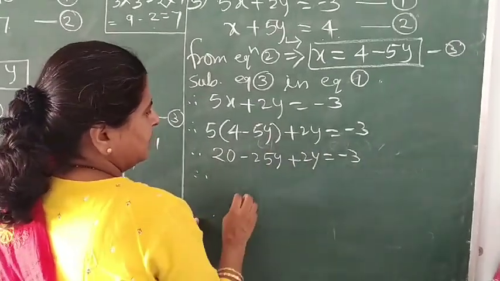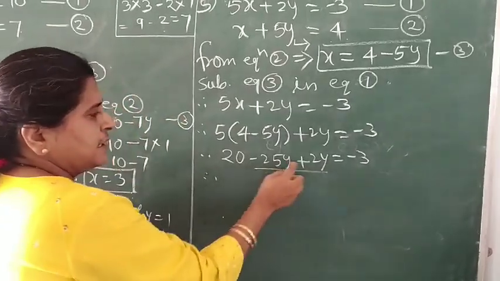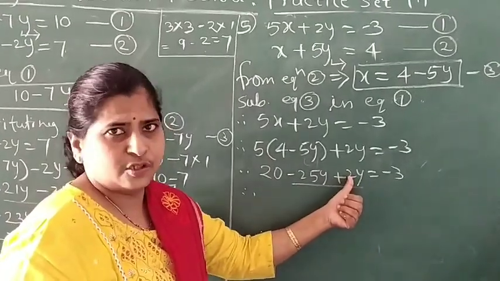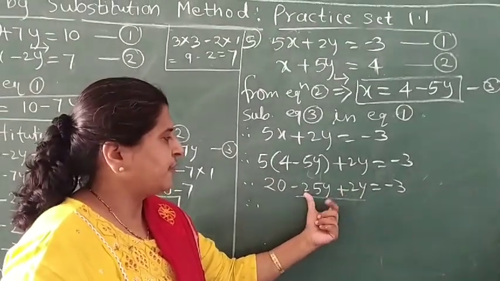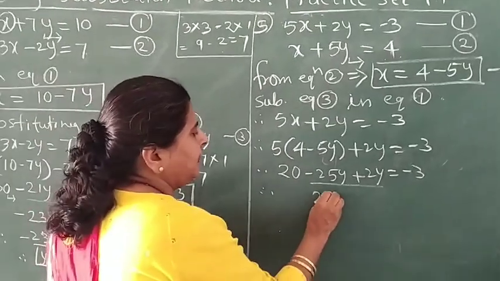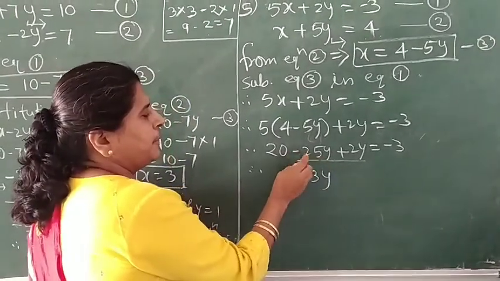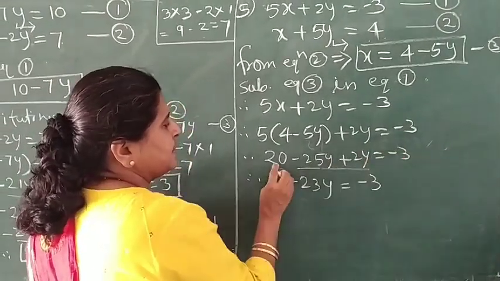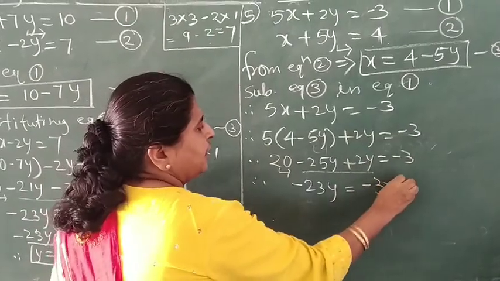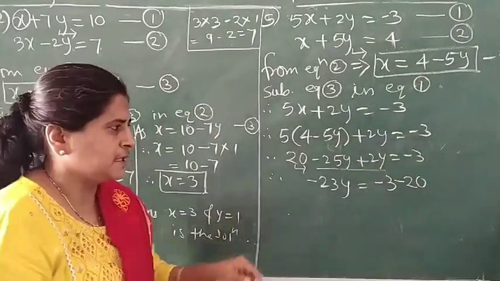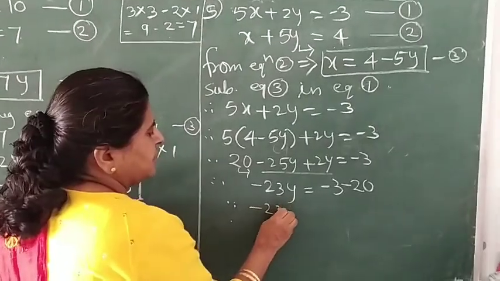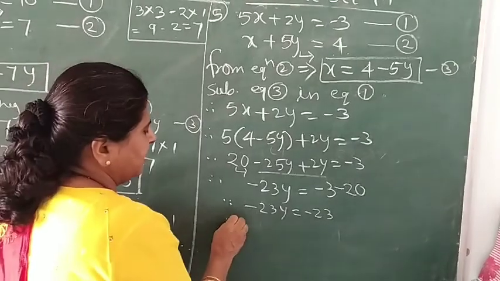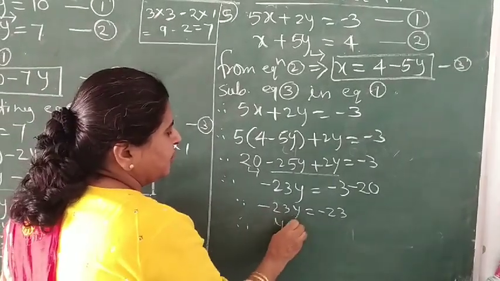Take this 20 on the other side. So these two like terms, minus and plus signs are different. We have to subtract 25 minus 2, students, not plus 2. Signs are different. 25 minus 2, it is 23y. 25 is the bigger number, its sign is minus, so the answer is minus 23. Here it is minus 3 on the same side, 20 is going on the other side. It will become plus 20, so minus 3 minus 20 becomes minus 23. And that's why here also minus 23y is equal to minus 23. It is just coincidence, students. You got a similar one. So y is going to be equal to 1.